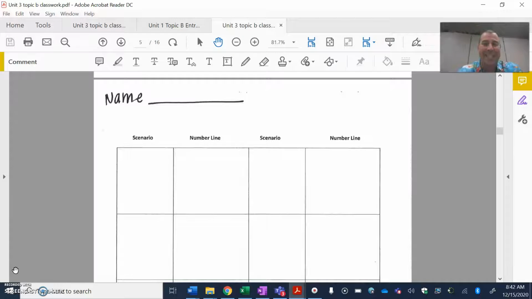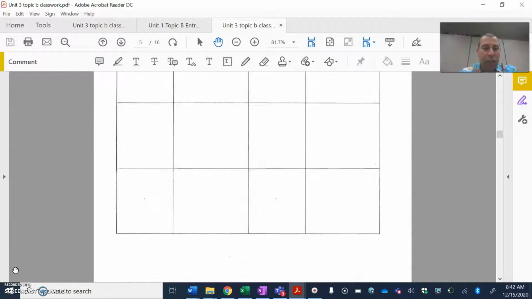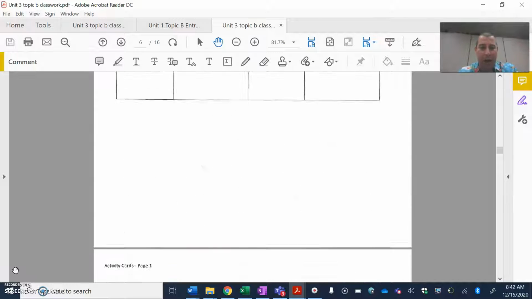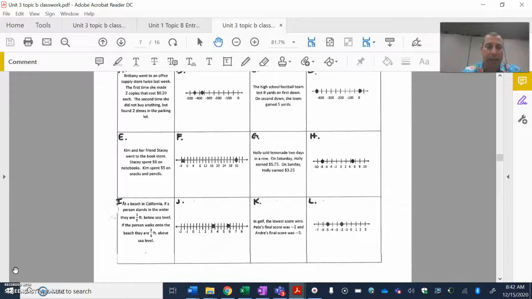So you can see up top it says scenario. That's the description of what's going on, and then a number line that's there. So it's time to play a matching game here, people. All right. The thing is you have to match the information.